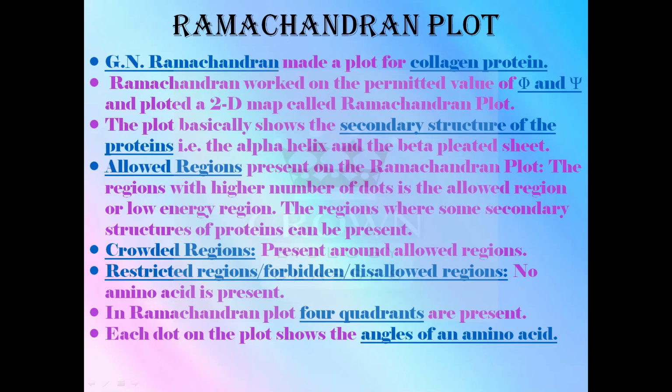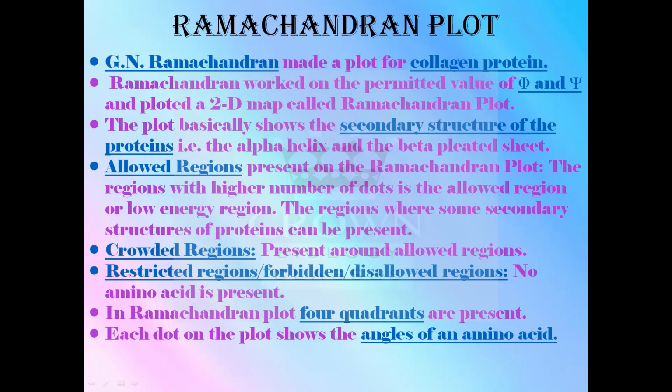So let's discuss the Ramachandran plot in more detail to have a clear picture of it. G.N. Ramachandran for the very first time made a plot for which protein? Collagen protein. This is the most abundant protein in the body. Ramachandran worked on the permitted values of phi and psi that we have already seen.